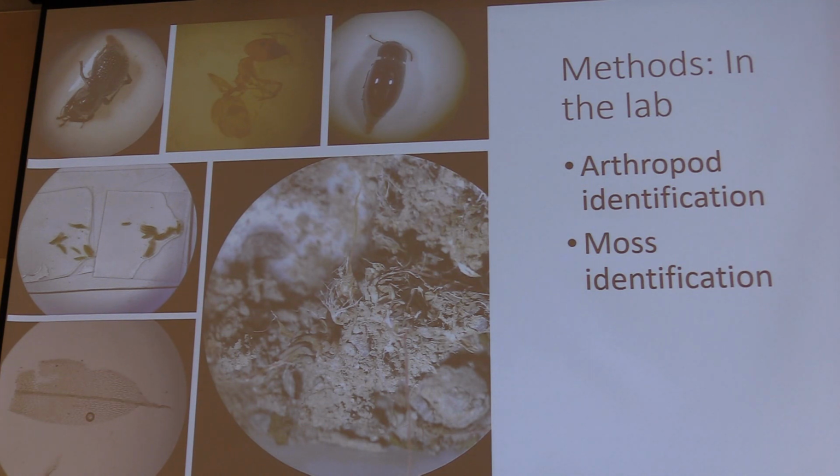For the moss identification, a similar tactic was employed for identifying them down to some sort of morphospecies, and these were taken from our dried samples. We put them under a microscope to identify them based on their leaf structure.